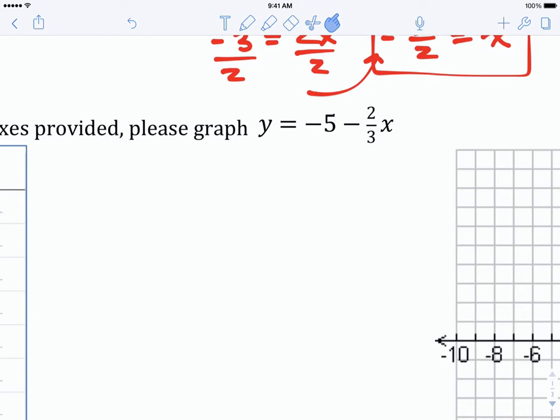So take a moment, why don't you pause the video and see if you can come up with a story that describes this situation right here using temperatures and perhaps hours.